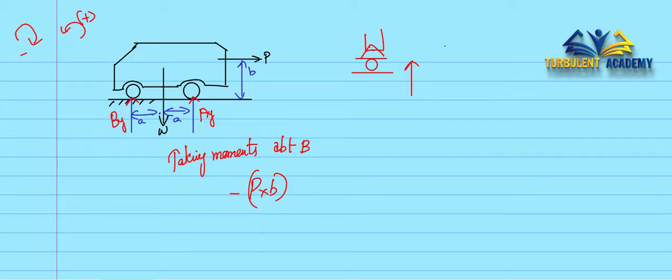Now we have AY, and that should come in this direction, right? Which is going in the anti-clockwise direction, which is positive, plus AY into the distance from A to B, which is 2A. Again we have W. If you consider this point B, this is going in a clockwise direction, which is minus W into A. So moment about B is equal to 0. This is the equation we have got as of now.